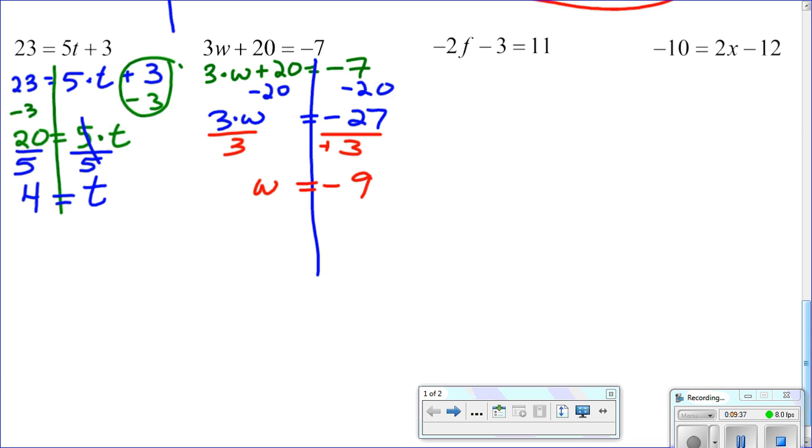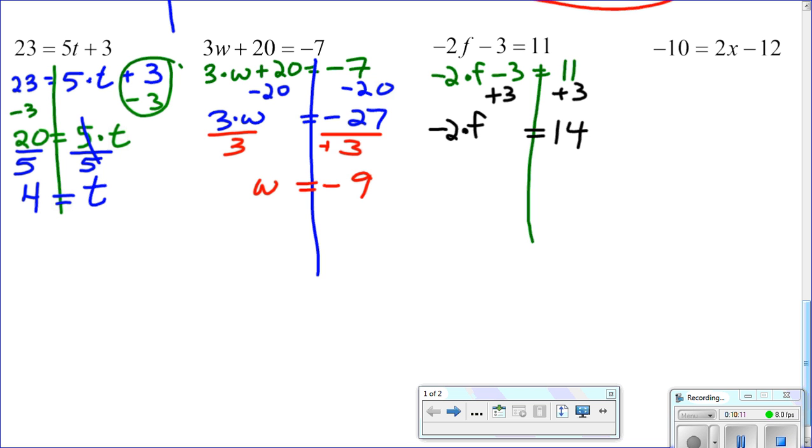Looking at the next one, there's a bunch of negatives. This one might be a little tricky. You guys can do it. We have negative 2 times f minus 3 equals 11. So we need to deal with a timesing by a negative 2 and a subtracting by 3. Working backwards through BEDMAS, we are going to deal with the subtraction first. So we're going to add 3 on both sides. So then we get negative 2 times f plus 0 equals 14.